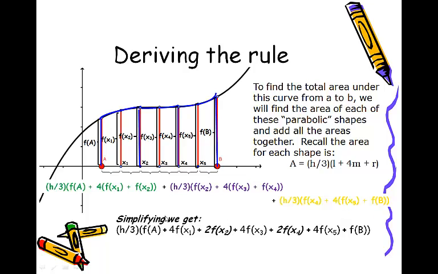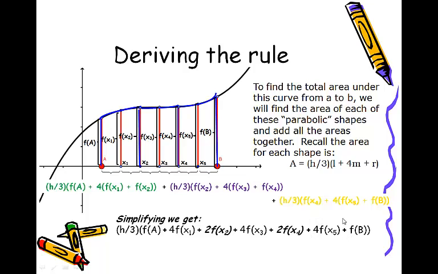I want you to notice another thing to help you memorize: the coefficients of these f values alternate. They always start with 1 because the endpoints are only used once. So f of a and f of b are only used once. Then that first interior f value is the middle of that first shape, so it is used 4 times. And then this second interior f value is used twice. It's the right height of the first shape and the left height of the second shape. So you go 1, 4, 2, and then it alternates: 4, 2, 4, 2, 4, 2, 4, 1.